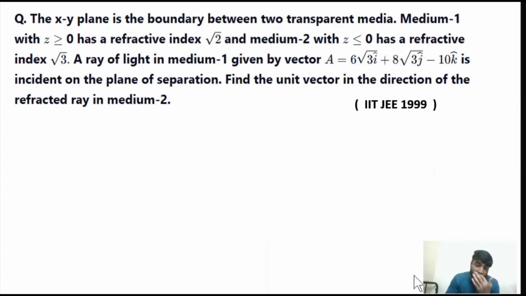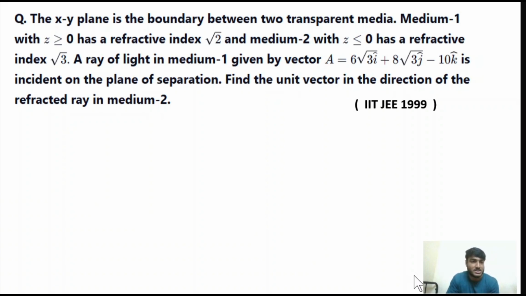The question came in IIT JEE 1999. It says the XY plane is the boundary between two transparent media. Medium 1 with Z greater than 0 has a refractive index of root 2 and medium 2 with Z less than 0 has a refractive index of root 3. A ray of light in medium 1 is given by a vector A, and is incident on the plane of separation. Find the unit vector in the direction of the refracted ray in medium number 2.